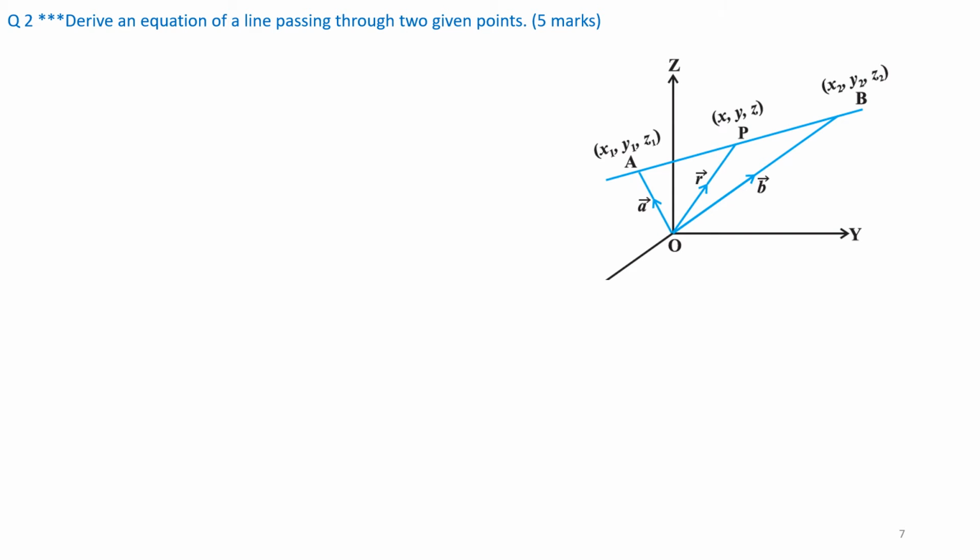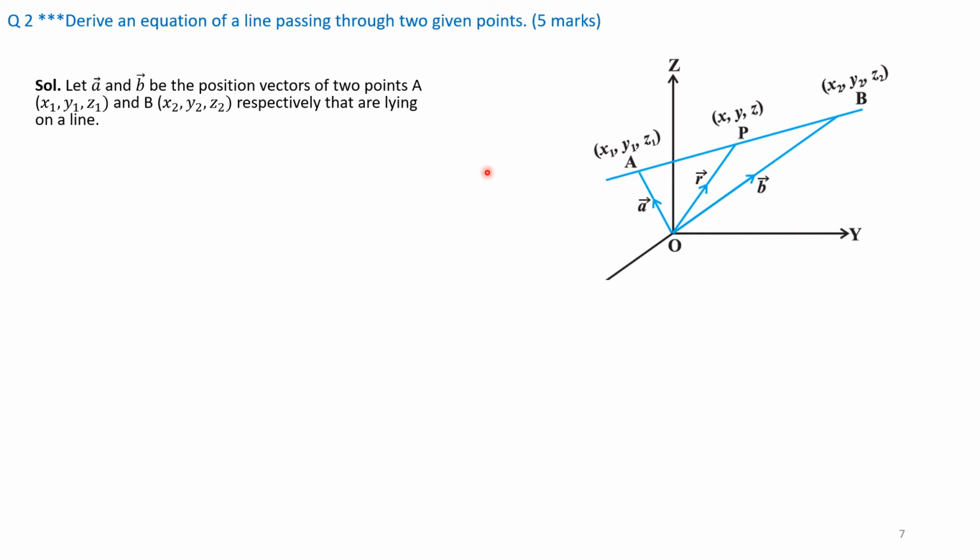Question number 2. Derive an equation of a line passing through two given points. The two given points in this sum are here on the right hand side. So AB is the line where A and B are two given points. Let us solve it. Please draw the diagram. Without the diagram, you will not get marks.